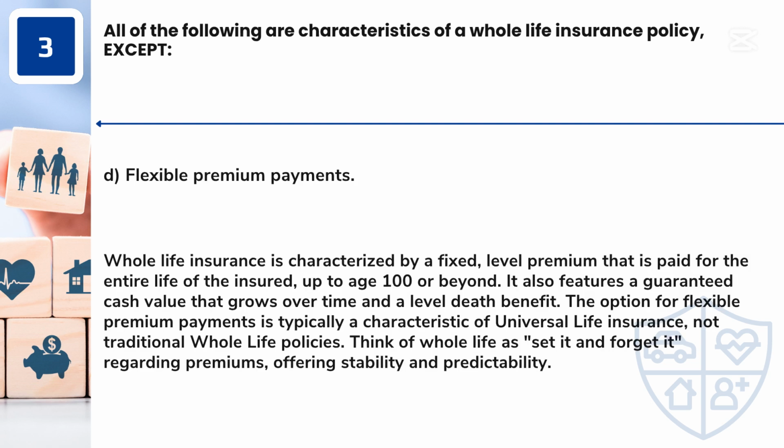Answer: D. Flexible premium payments. Whole life insurance is characterized by a fixed, level premium that is paid for the entire life of the insured, up to age 100 or beyond. It also features a guaranteed cash value that grows over time and a level death benefit. The option for flexible premium payments is typically a characteristic of universal life insurance, not traditional whole life policies. Think of whole life as set it and forget it regarding premiums, offering stability and predictability.